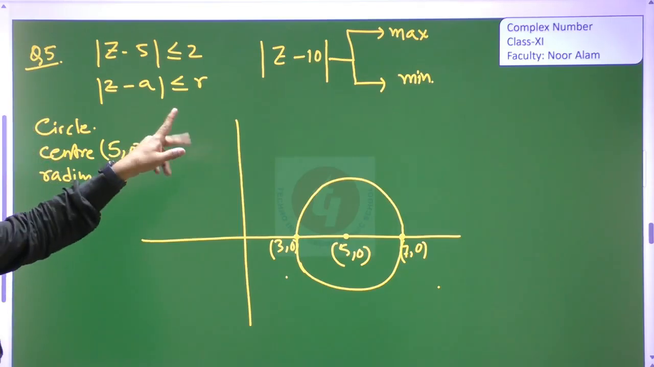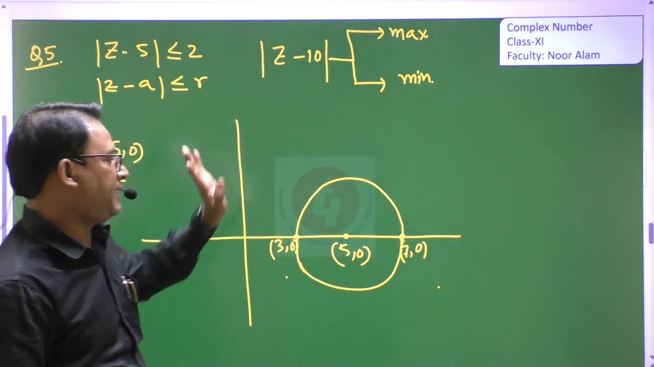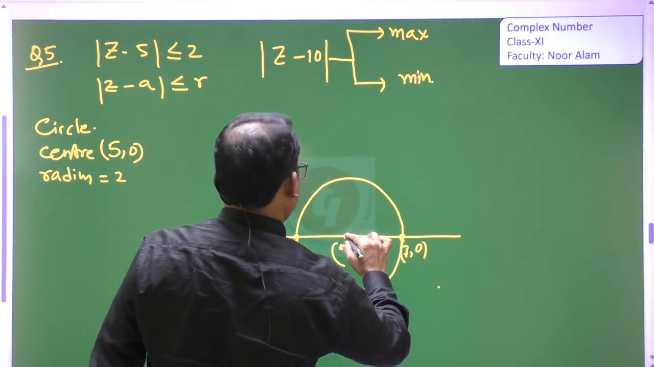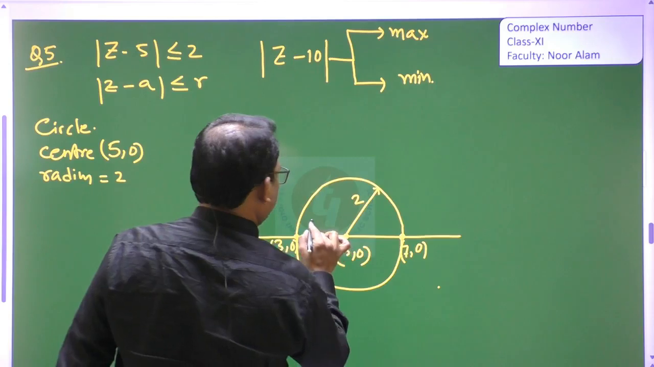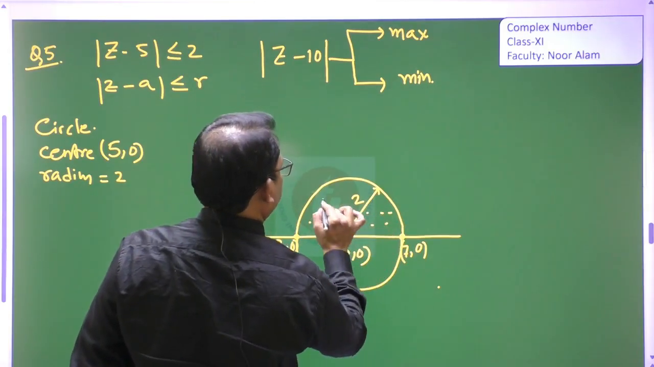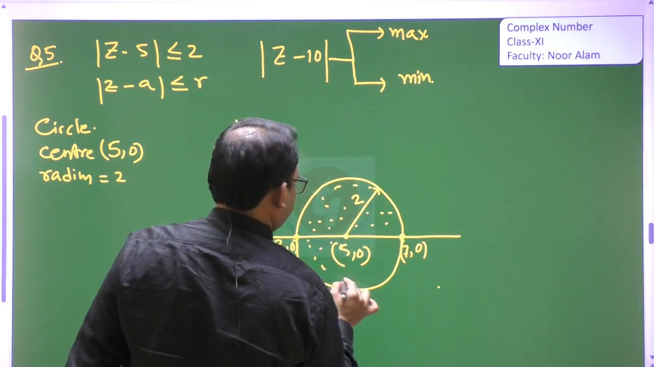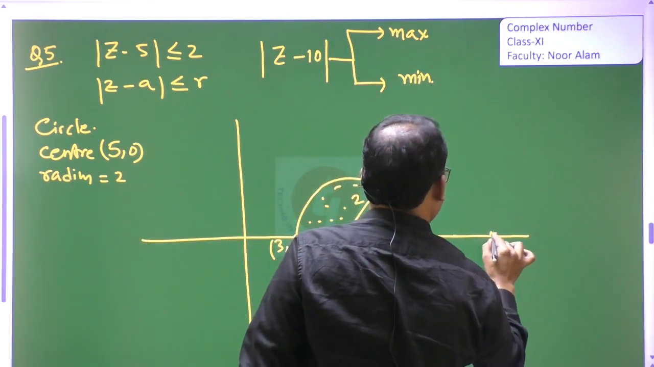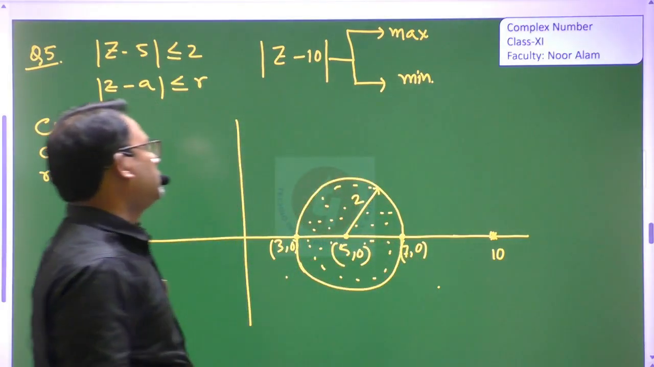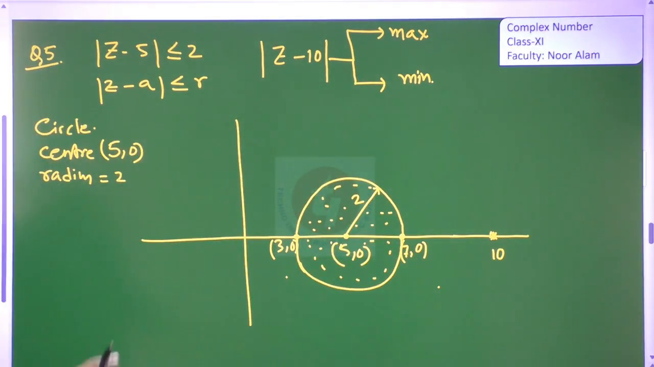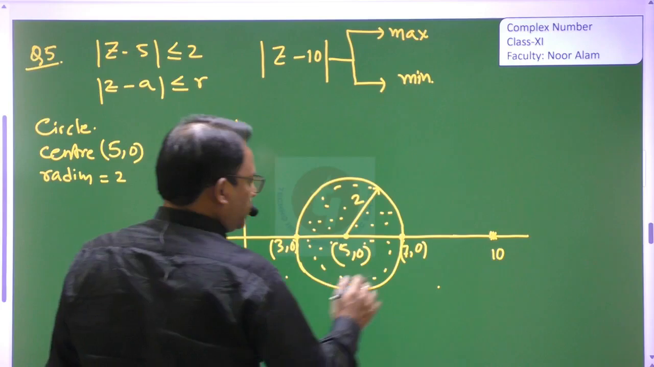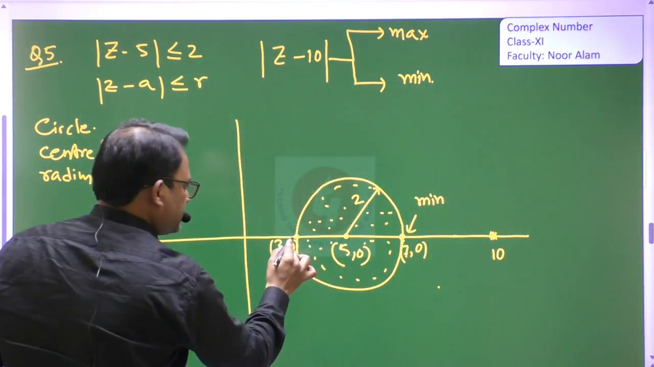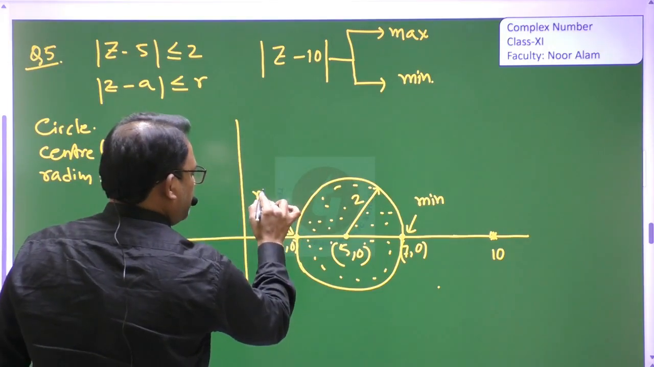So what is the minimum modulus of z minus 10? It is the distance between z and 10. What is z? z is everywhere on the circle and inside the circle, since the radius is 2 units. And the next point from where you have to calculate the distance is this one, that is 10. Now we have to find the minimum and the maximum distance. You will notice this point for which you get the minimum distance, and this is the point for which you get the maximum distance.